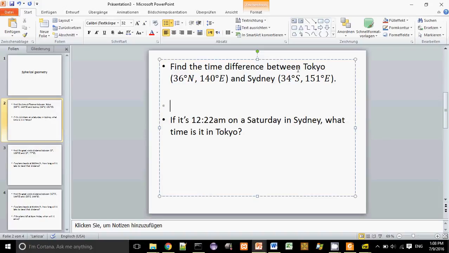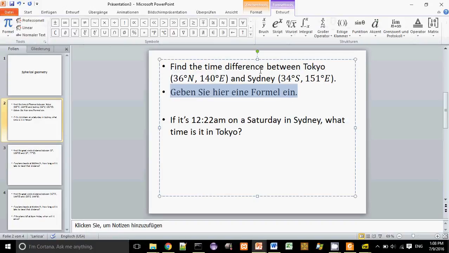So find the time difference between Tokyo and Sydney. These are the actual coordinates. Tokyo is in the northern hemisphere. This is the latitude, this is the longitude, and we're in the southern hemisphere. The longitude is pretty similar, not that much difference. In fact, the longitude is the only thing that we care about for the time difference. We're not worrying about time zones, so we're going to compare 151 and 140. They're both east, so just subtract.